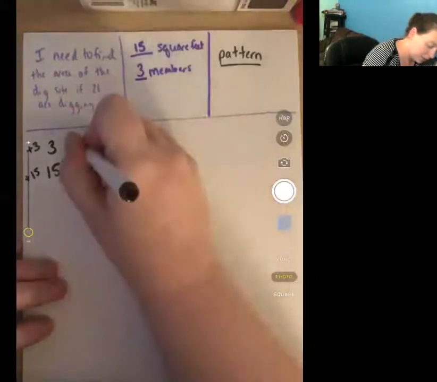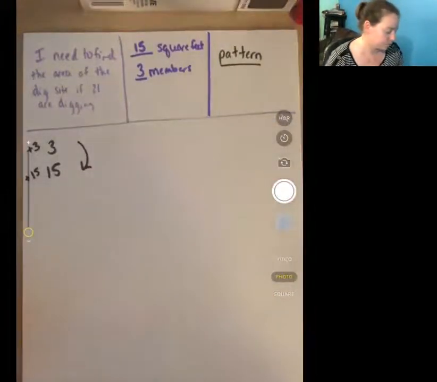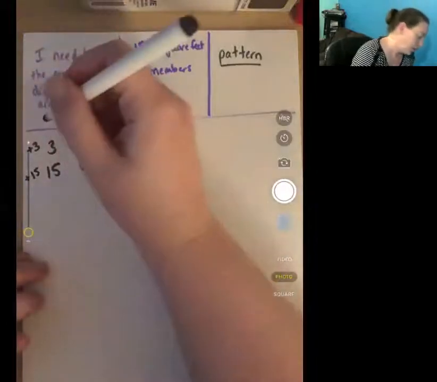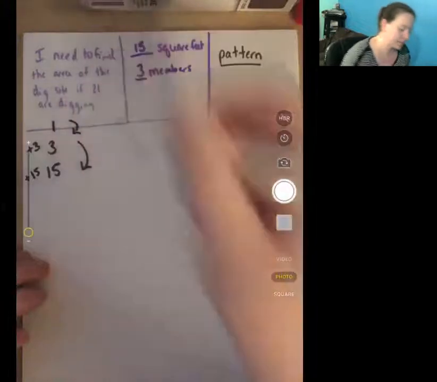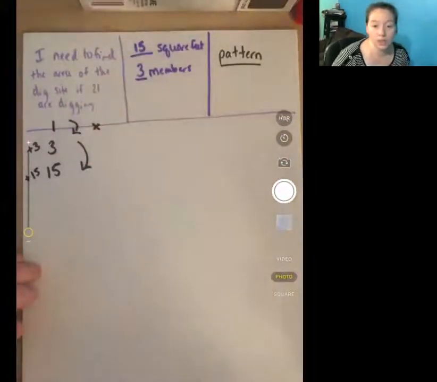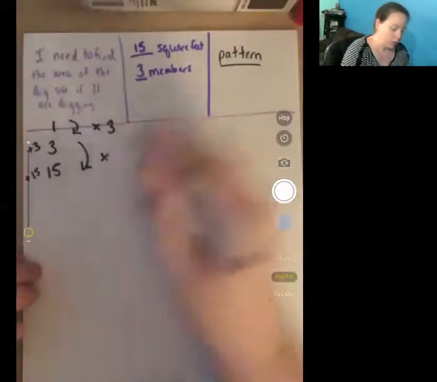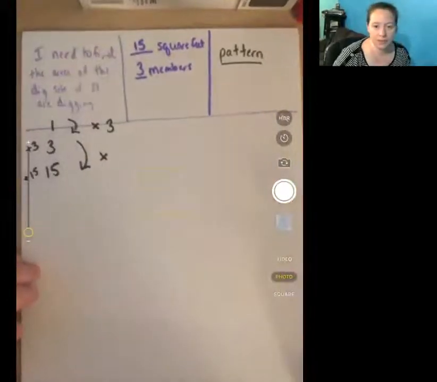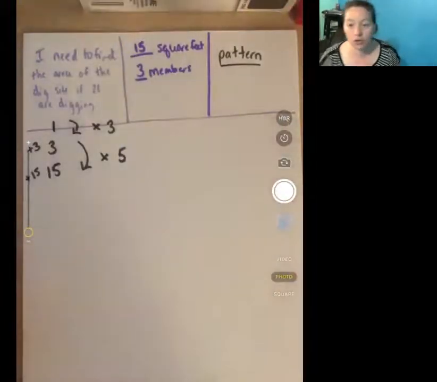Now we need to figure out what did we do to the 1 to get to the 3. 1 times what is 3? 1 times 3 is 3. 3 times what is 15? 3 times 5 is 15. So those are our rules.